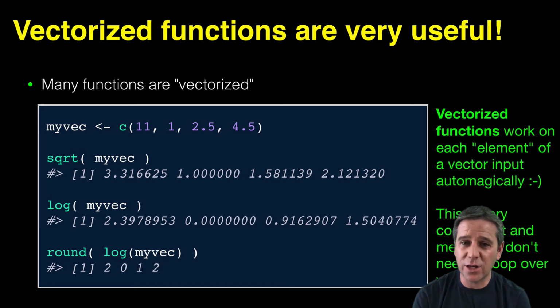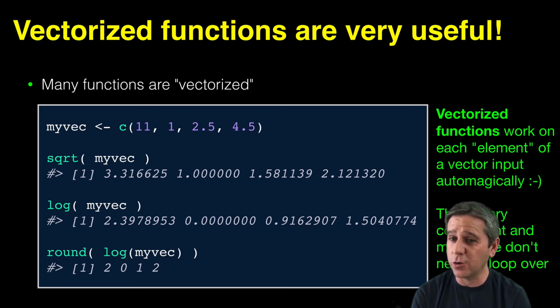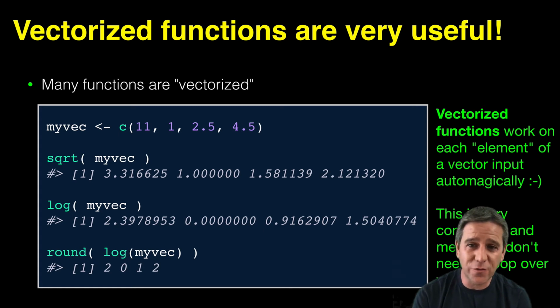You see here in each case there are 4 answers corresponding to the 4 elements, whether it's the square root of each of those elements in the first one, or the natural logarithm as in the next example, or in the final example, where I'm taking that natural logarithm and passing those 4 answers to the round function just to round them to the nearest whole number.